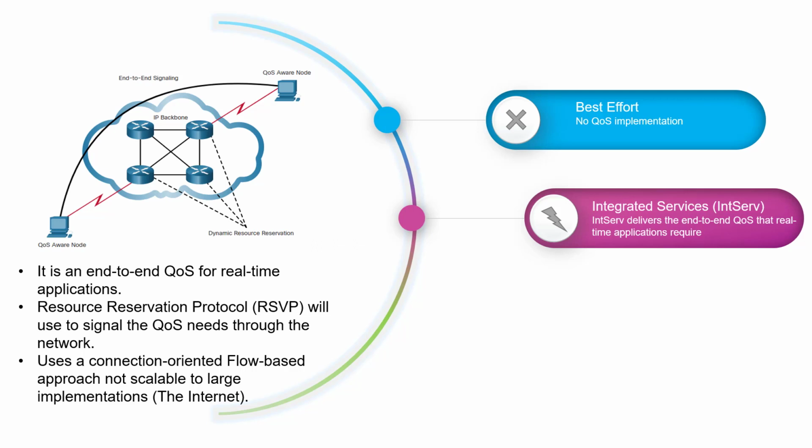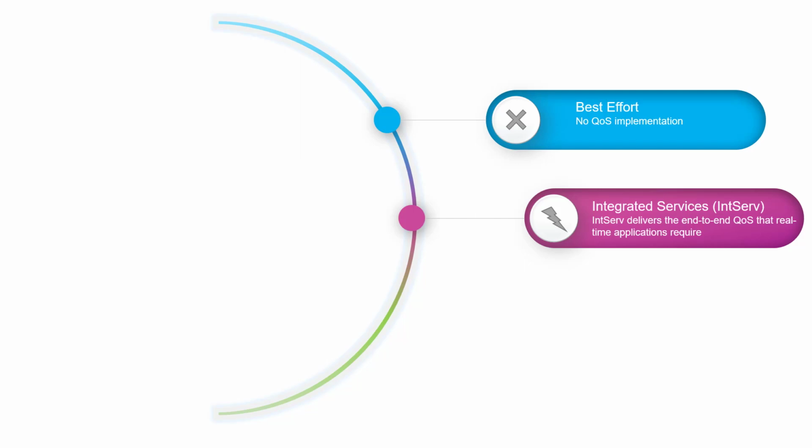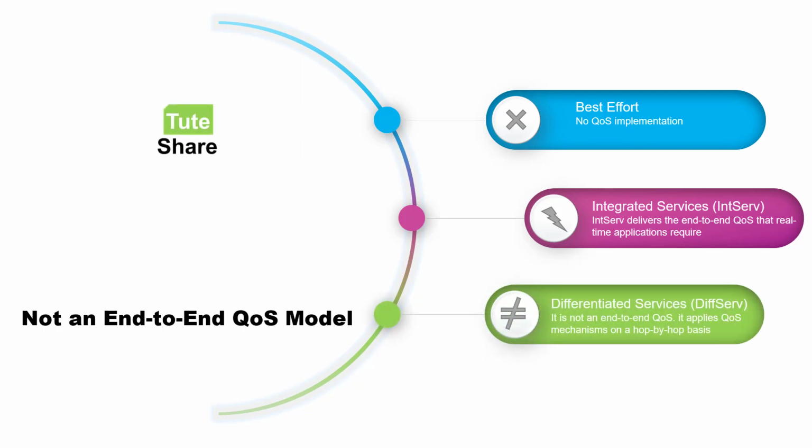On the other hand, this is not a scalable approach. For larger networks like the internet, a flow-based approach may not be the best approach. For larger implementations, it is preferred to use the differentiated services QoS model, which is not an end-to-end QoS model. Hosts forward traffic to a router, which enforces and applies QoS mechanisms on a hop-by-hop basis, uniformly applying global meaning to each traffic class to provide both flexibility and scalability.